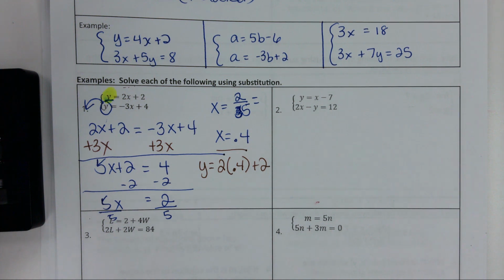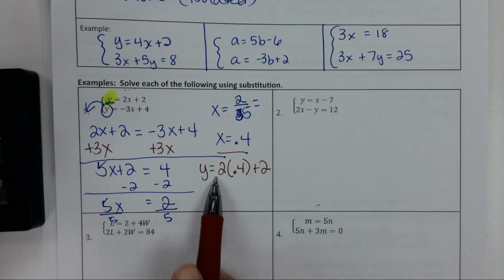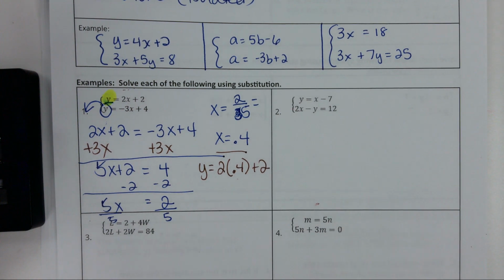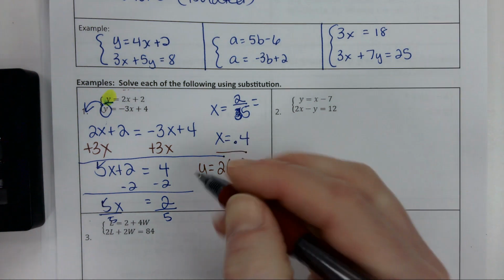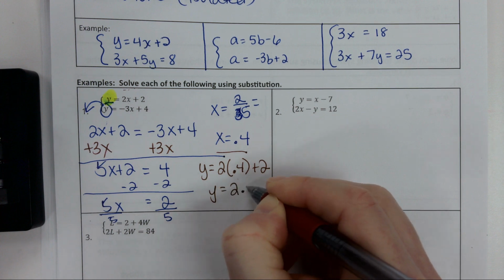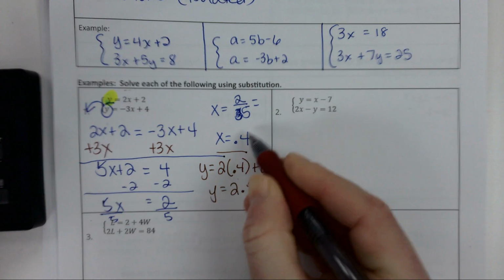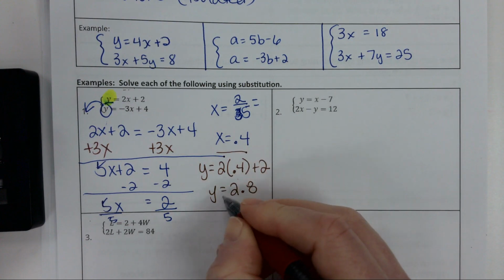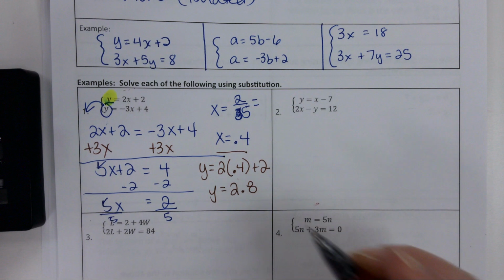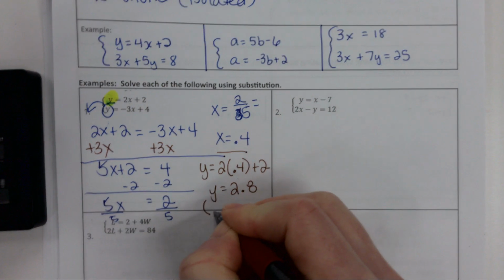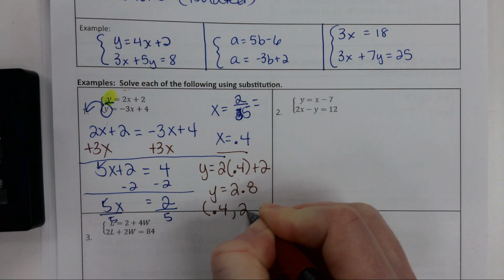What is that? So 2 times 0.4 plus 2. 0.8 plus 2 would be 2.8. Very good. So make sure you list the whole thing. The ordered pair, you can just circle the x and the y if you want, or if you want, like yesterday, you can write it as an ordered pair. That is up to you.